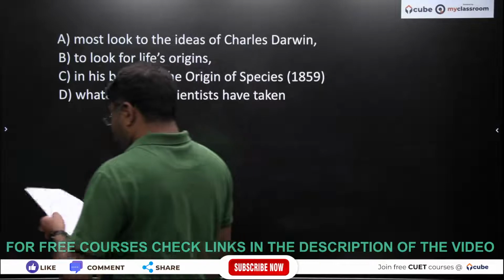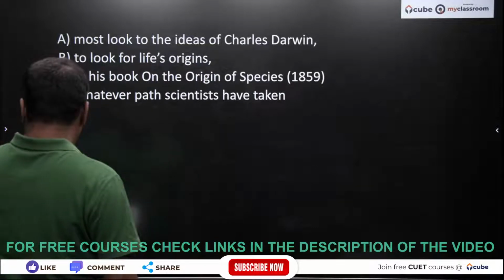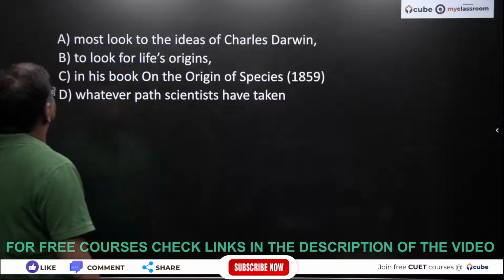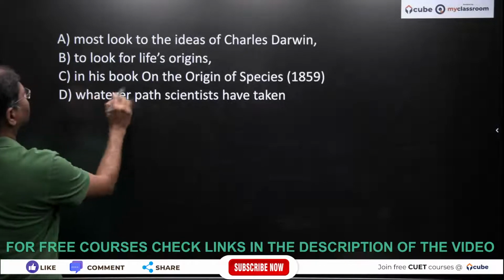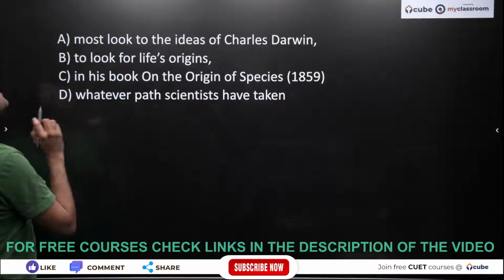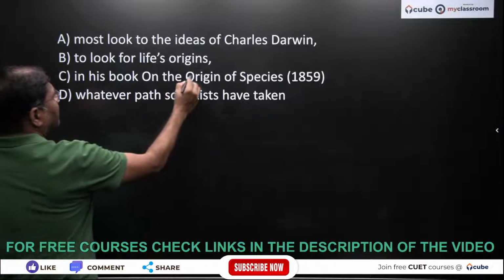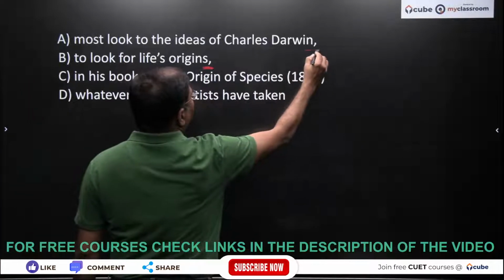Here we have the seventh question. It says "in his book on the origin of species," and then "whatever path scientists have taken to look for." Here we have a comma, so this becomes a very, very important indicator. Here also we have a comma.